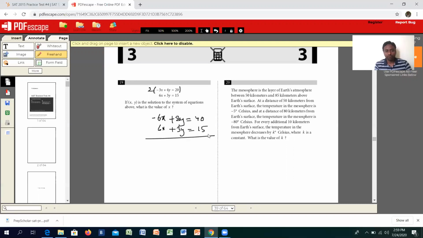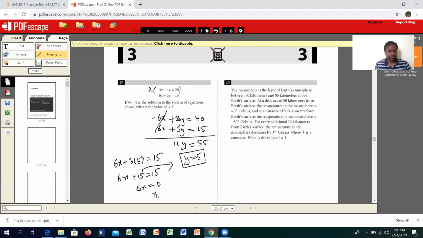I don't have to change the sign, as it is negative already. So closing out, this is 11y equals 55. So the y value is 5. They asked us to get x. Plug y equals 5 into any of these equations. Let us keep it in the second one; you can also keep it in the first. So 6x is 15, and 15 minus 15 gives me 0. So the x value is 0.